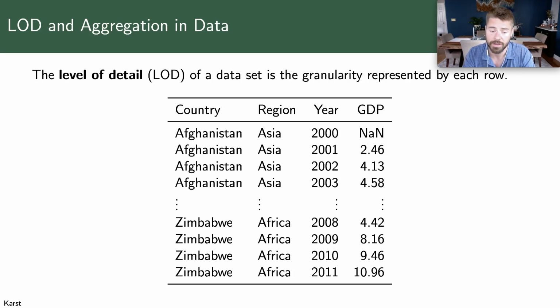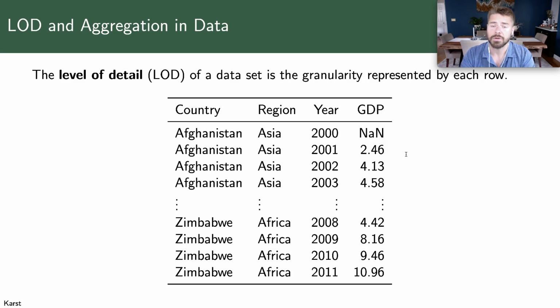So here I have, for instance, Afghanistan is a country in Asia, and in 2000, the GDP, this NaN here, means missing value, as I've coded it. In the second row, we have Afghanistan, a country in Asia, in year 2001, its GDP was 2.46, measured in billions, $2.46 billion, and so on. Or maybe it's trillions. Regardless, it's a consistent measurement. So my point is that each row here is an individual country at a particular year.